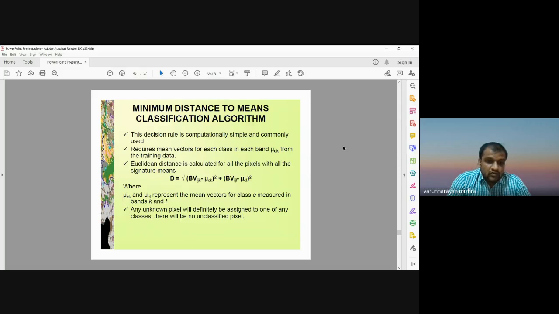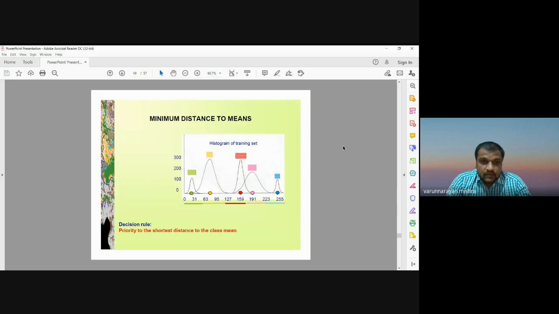In case of any unknown pixel, it will definitely be assigned to one of the classes. There will be no unclassified pixel when we use the minimum distance to mean classification algorithm. This is the way we can perform it. It checks the histogram of the training samples, and on the basis of the histogram, priority is given to the shortest distance to the class mean. So the decision rule for minimum distance to mean is that there is a priority to the shortest distance to the class mean.